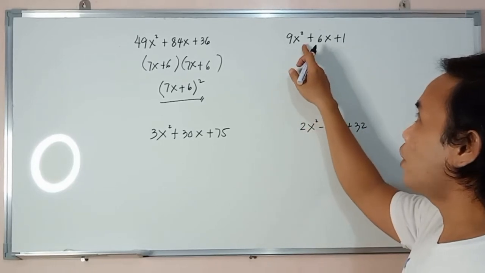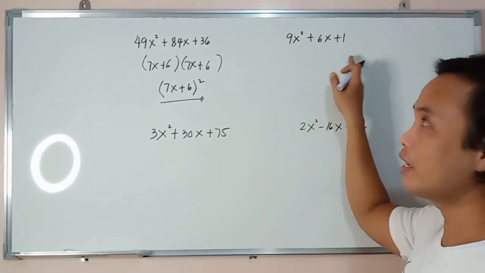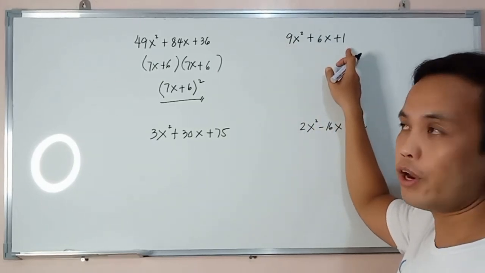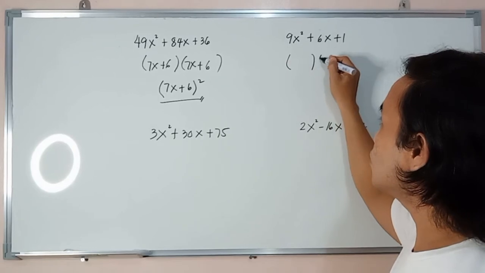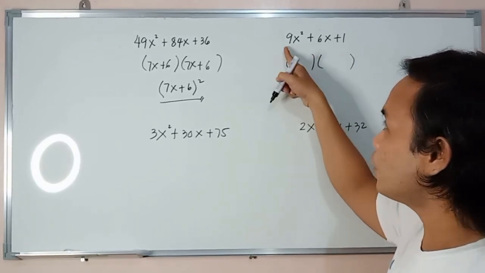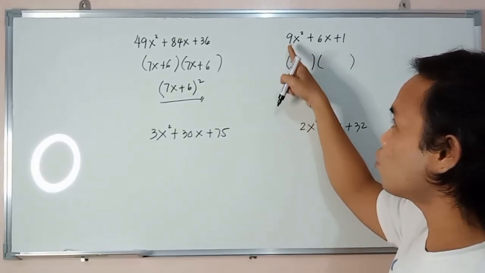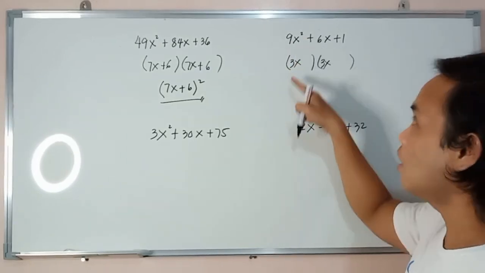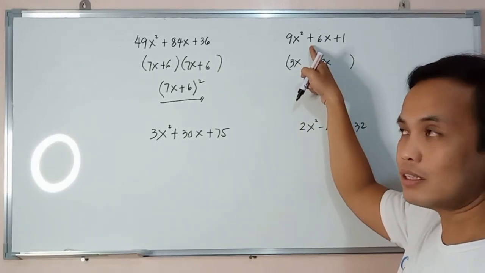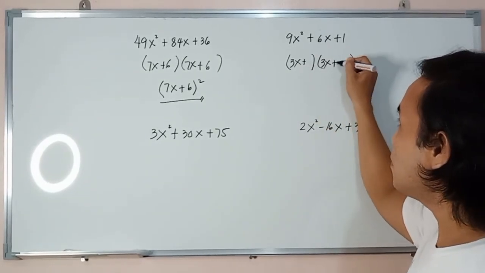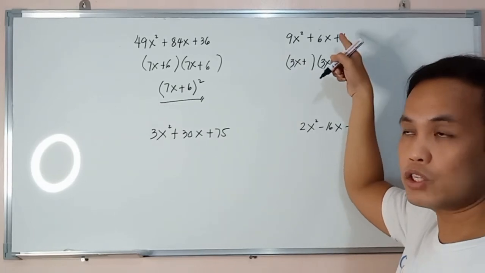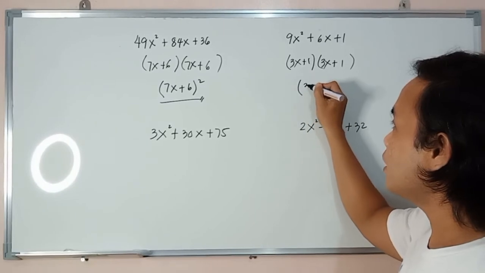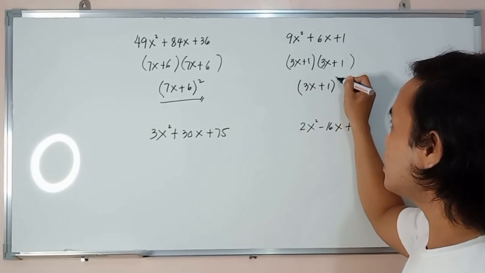Another example. We have 9x squared plus 6x plus 1. So again, 9x squared is a perfect square and 1 is also a perfect square. So when we factor this out, the square root of 9x squared is 3x. So we also have here 3x. We copy the sign of the middle term, which is positive, so we write here plus and plus. And the square root of 1 is 1, so we have here 1 and 1. Then, we can have 3x plus 1 quantity squared.